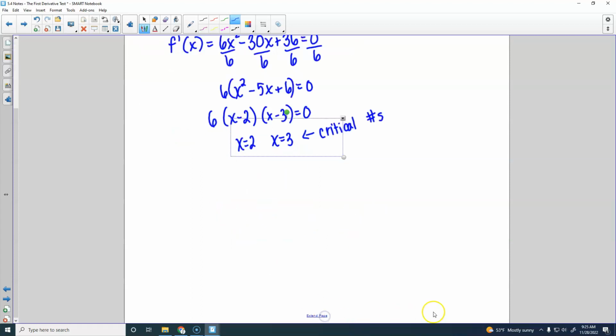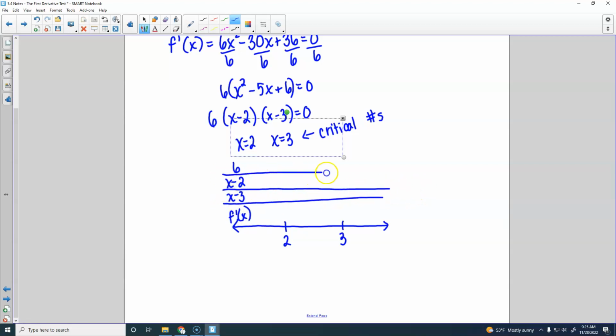So if I'm plugging into my derivative, on my number line, I'm going to put 2 and 3. And then the parts of my derivative, I've got 6, I've got x minus 2, and I've got x minus 3, which will give me f prime of x. So I can make my chart. And then when I fill it in, 6 is always positive. You can get away with leaving it off since it's always positive. If it were a negative number, you cannot get away with leaving that off. It would change your answers.